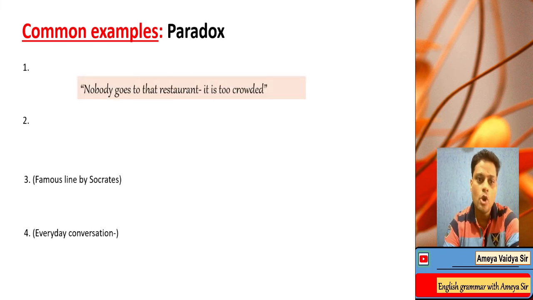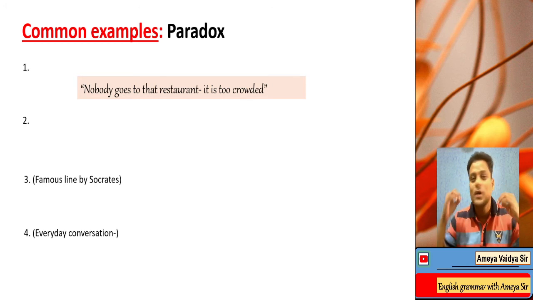First one, nobody goes to that restaurant. It is too crowded. Now, isn't this amazing? Nobody goes to that restaurant. So I'm saying nobody goes. And then I'm saying it's too crowded. So now you understand the whole meaning here, but then it brings out the paradox. Now you're getting this perfectly, I have no doubt.